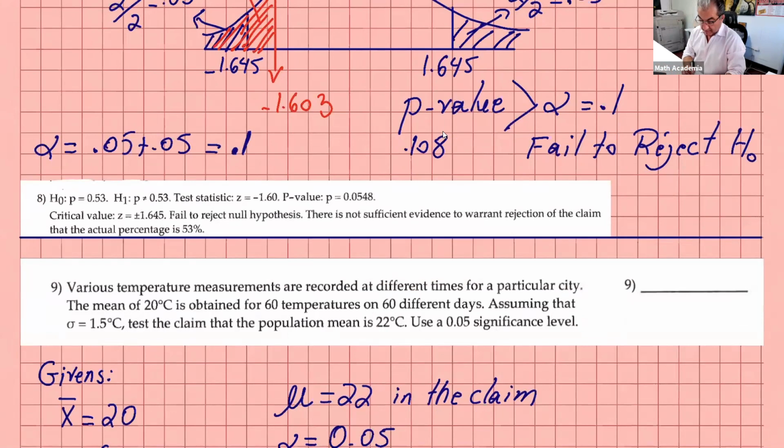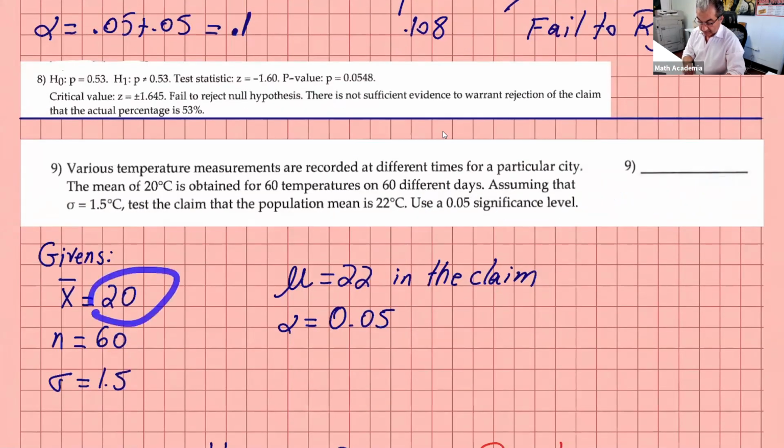Number 9, various temperature measurements are recorded at different times for a particular city. The mean is 20 degrees Celsius, obtained from 60 temperatures on 60 different days, assuming that sigma, very important, sigma is 1.5. Test the claim that the population mean is 22 degrees Celsius. Use 0.05 significance level, that means alpha equals 0.05. So I put the givens: x bar is given, and we have sigma.